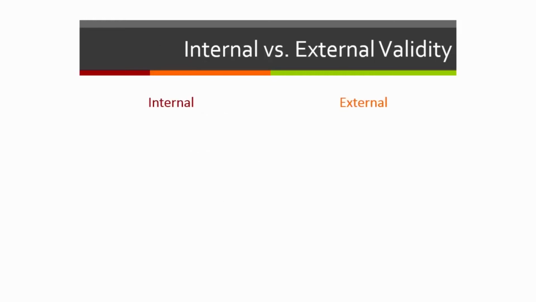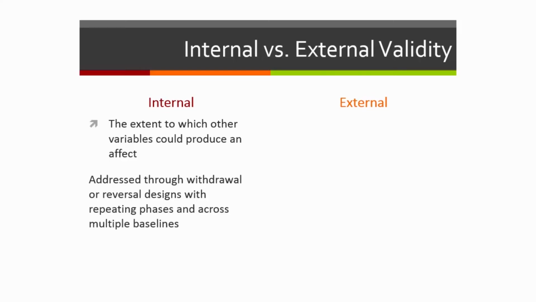Now, when we do these, we do need to address internal and external validity. I've kind of mentioned them a little bit, but internal validity is the extent to which other variables could produce an effect. So basically, are there other things that could produce this effect other than the intervention? This is addressed through your withdrawal or your reversal designs. Essentially, if you can apply an intervention, take it away, and everything returns back to your normal baseline, then obviously what that intervention did produced the effect.